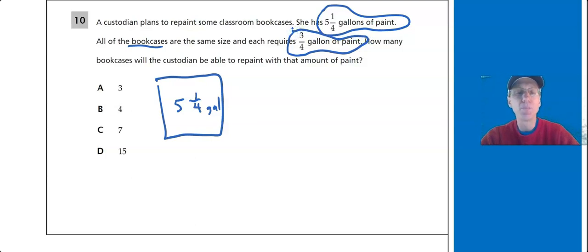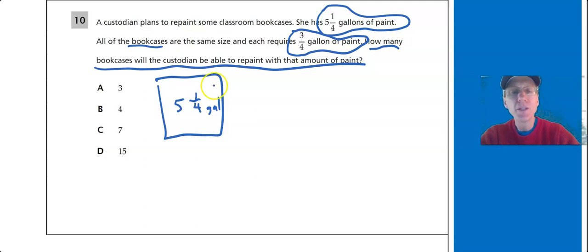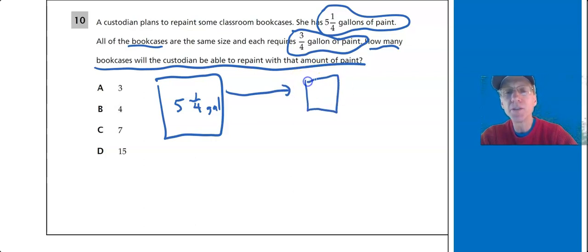Okay, so she's going to paint one. She's going to use 3/4 of a gallon of paint. So we can imagine that. You go in that paint bucket, dip it out, and paint a bookcase. And our question is just, how many bookcases can she paint? How many bookcases can she do? So let's just draw a picture of it. First, she takes out 3/4 of a gallon, she does a bookcase, and there's 3/4 of a gallon to do the bookcase. Then she does the same thing, and she does another one, okay?